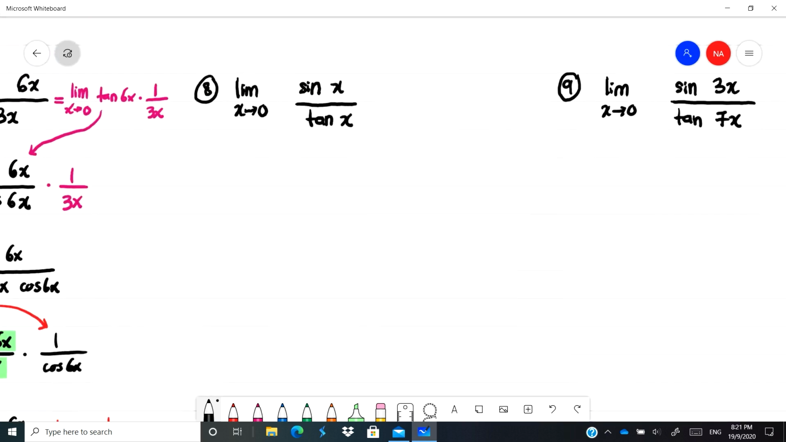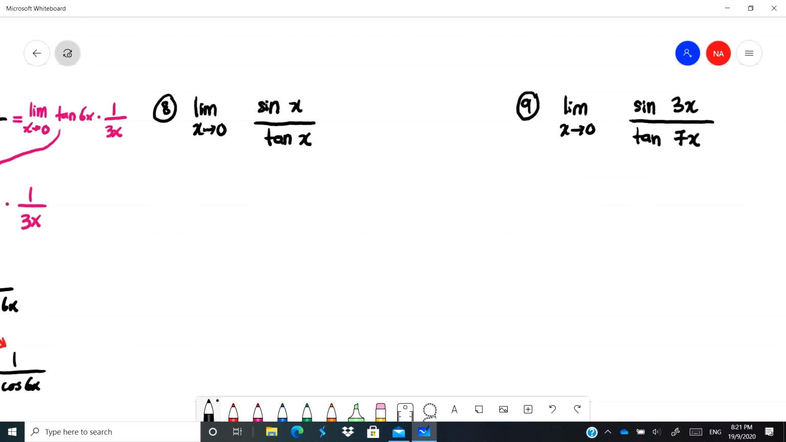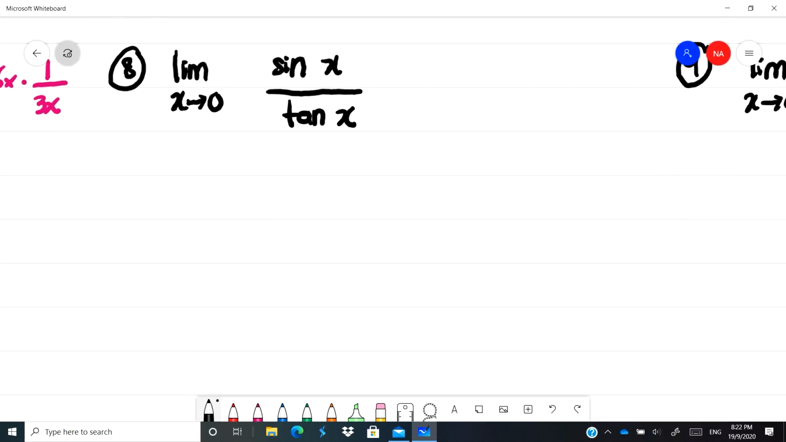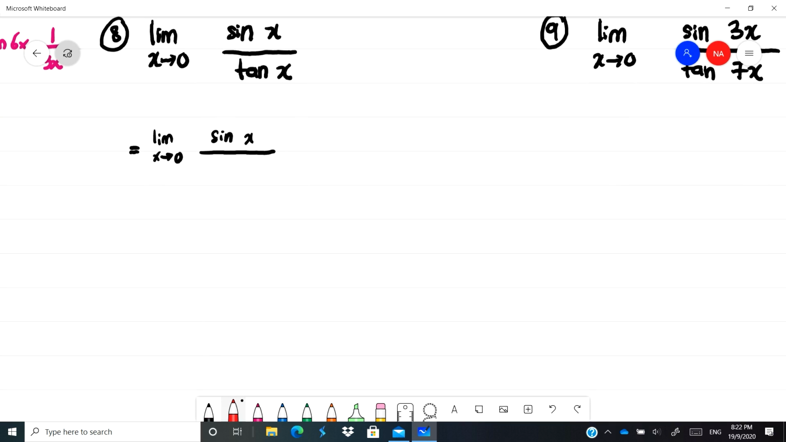Okay, so let's move to question number 8. If you have something like this, again, if you have a tangent x, you should be changing it into sin x over cos x. For this one, it is very simple, I think. In this case, limit as x approaching 0 of sine x over tangent x, so tangent x should be converted and simplified into sine x over cos x.